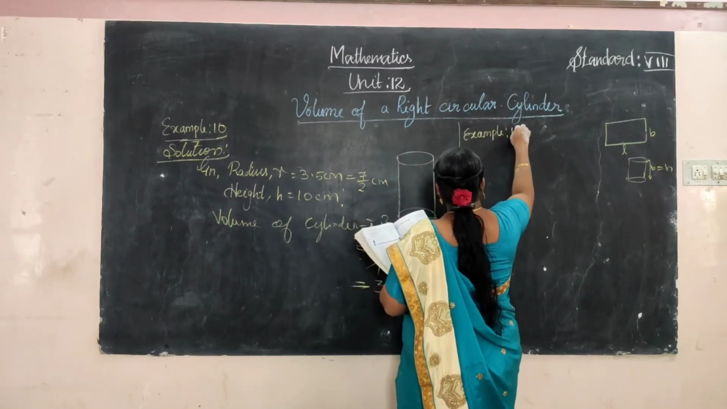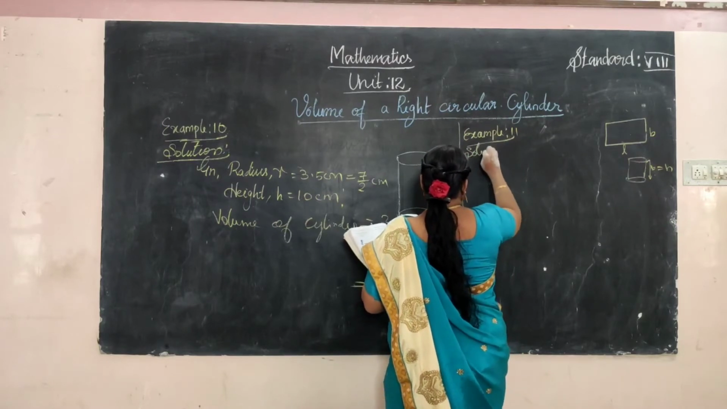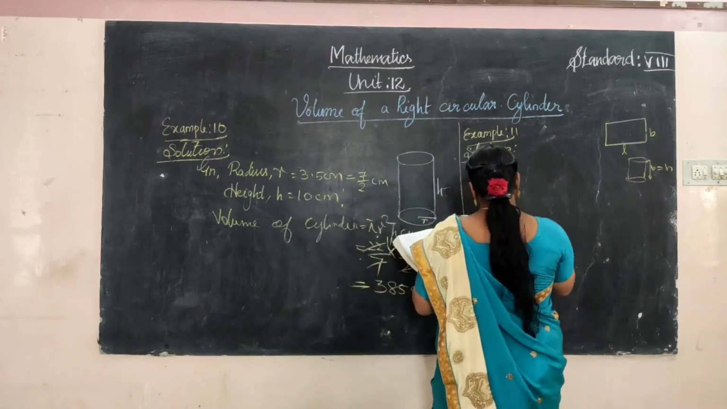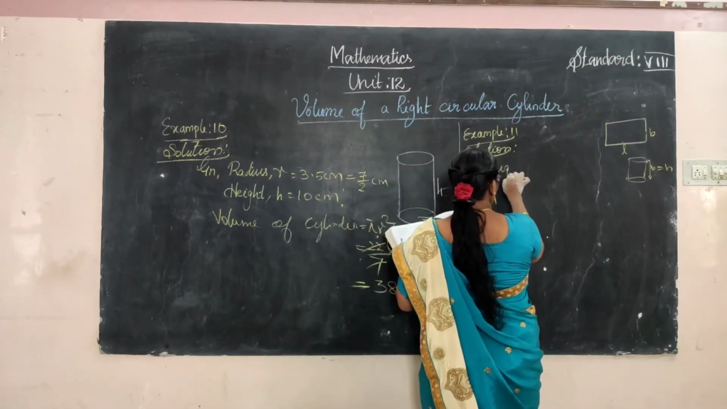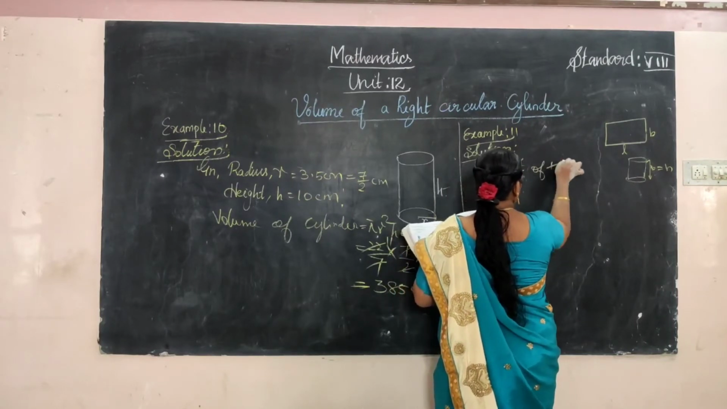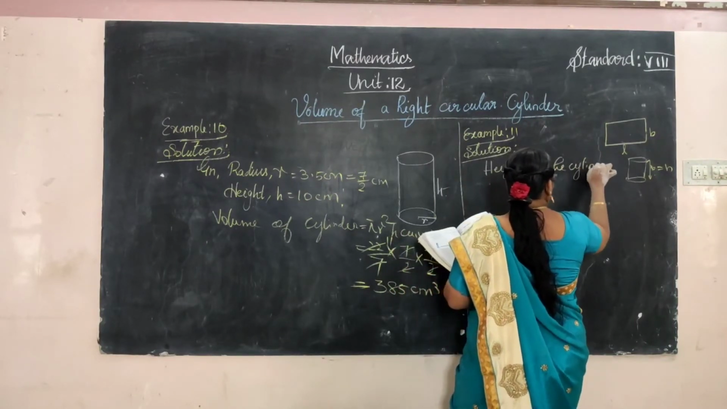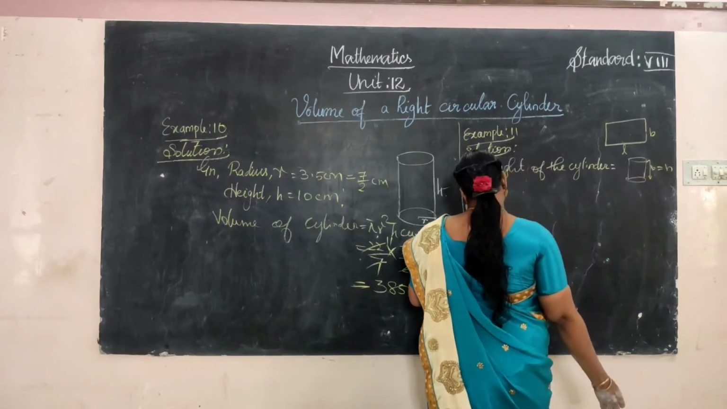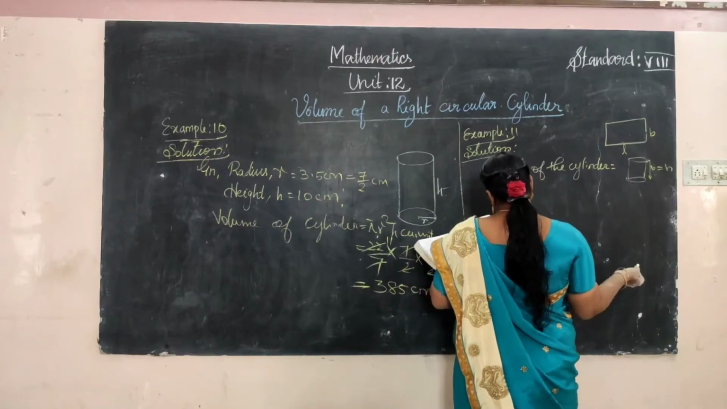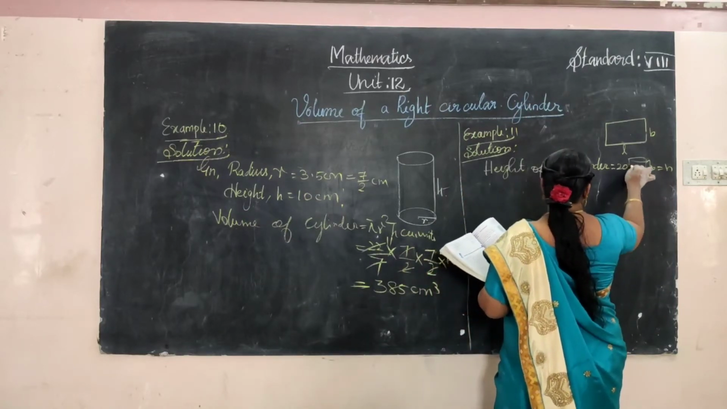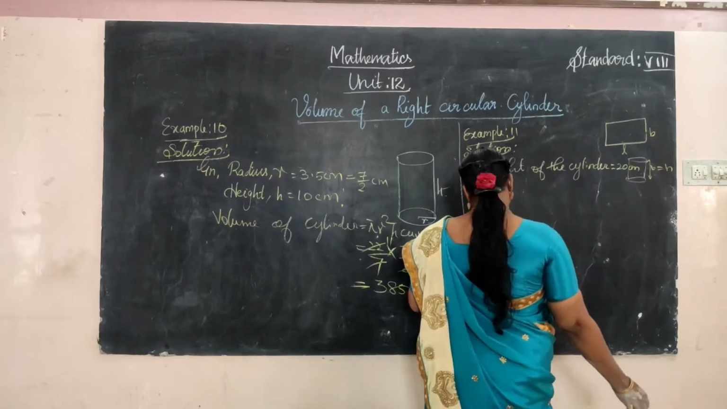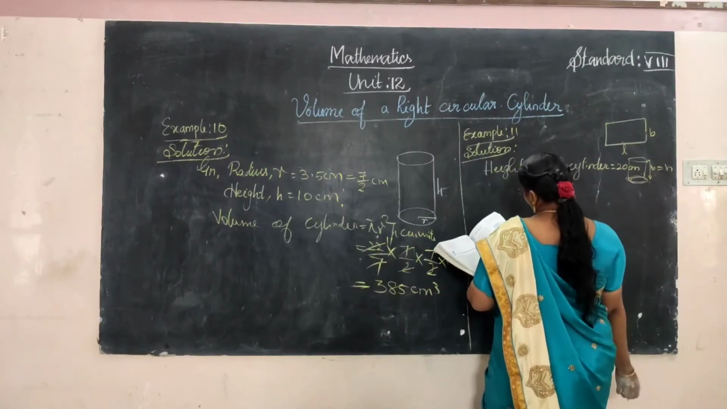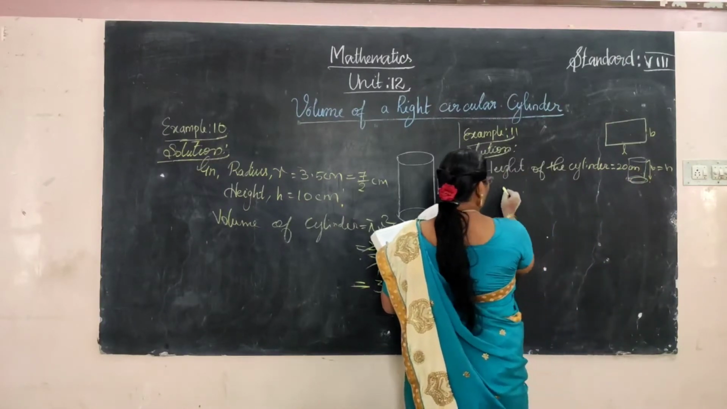Example 11. So the height of the cylinder is equal to the breadth, so here 20 centimeter. And next one, the circumference. So base, circumference, that is the perimeter.